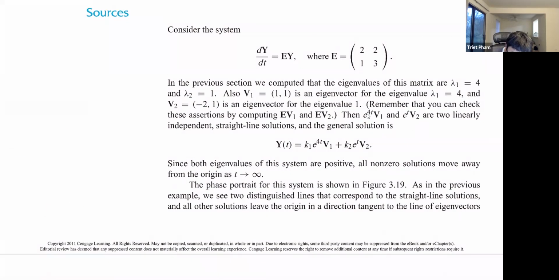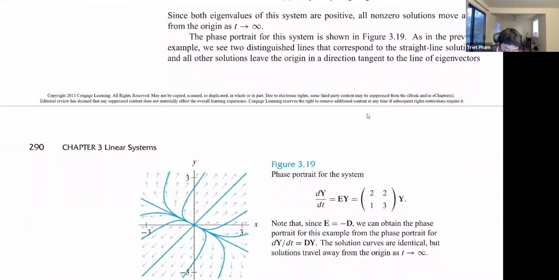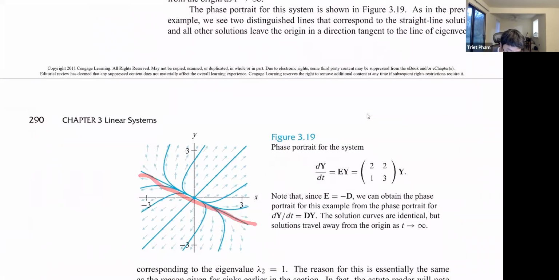Well, look, lambda 1 equals 4, lambda 2 equals 1. So it should move away from V2. Move away from V2. And clear enough, minus 2, 1, it moves away from V2. All right, so the direction should be like that. Any question?